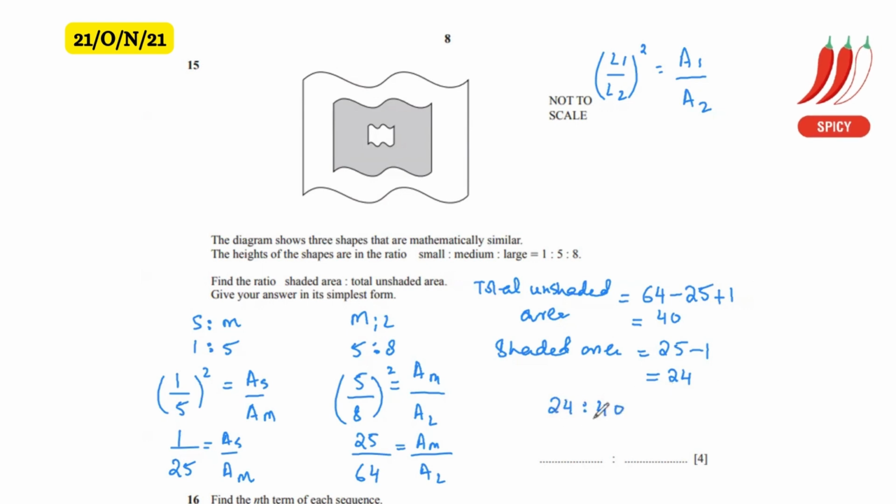If we simplify it, 24 divided by 8 is 3, and 40 divided by 8 is 5. So 3 is to 5 is your shaded area is to total unshaded area.